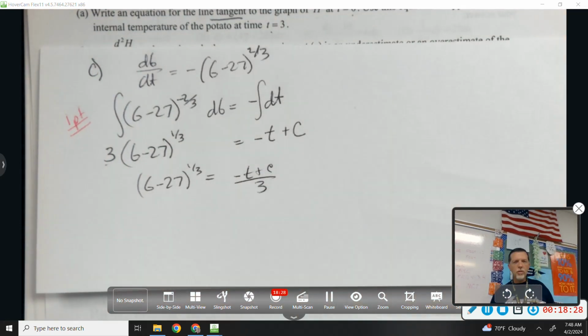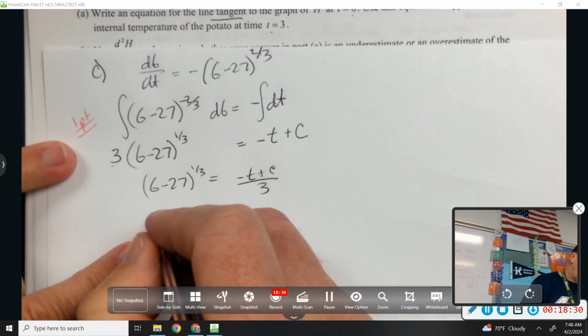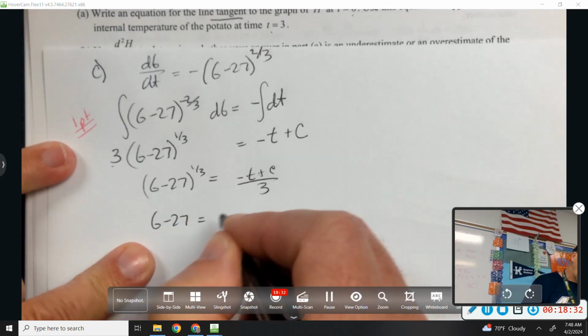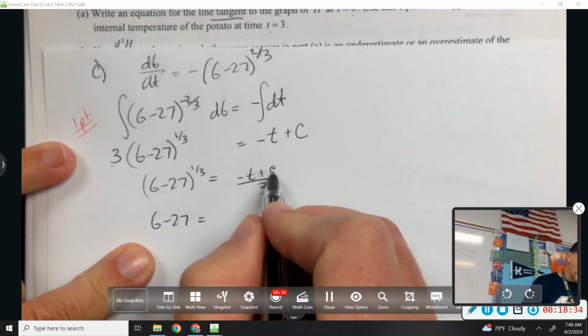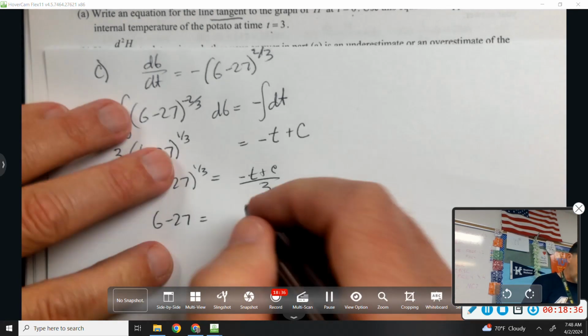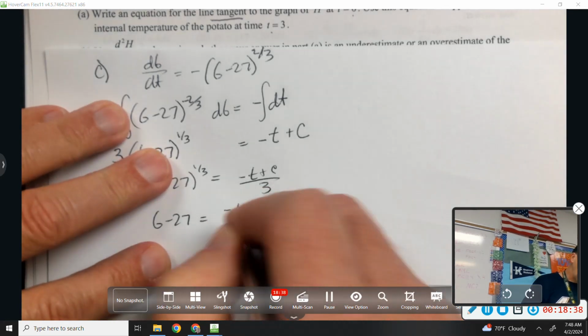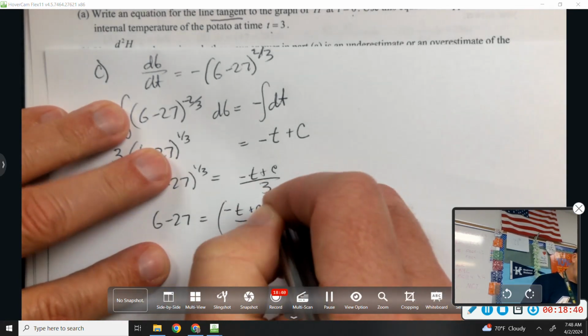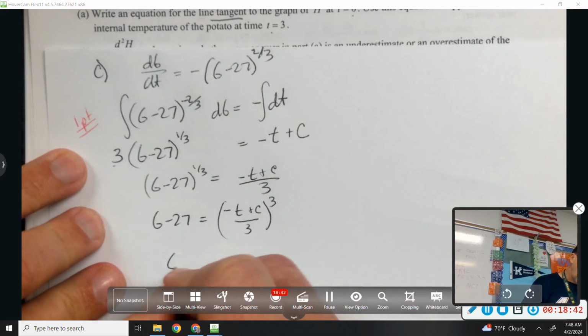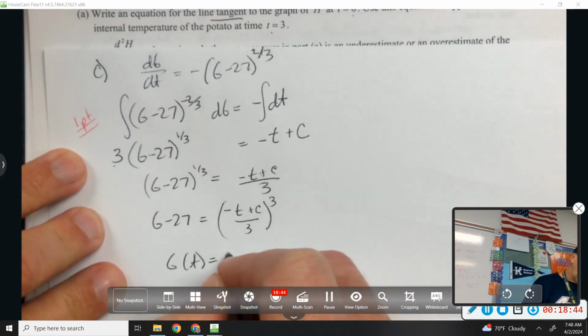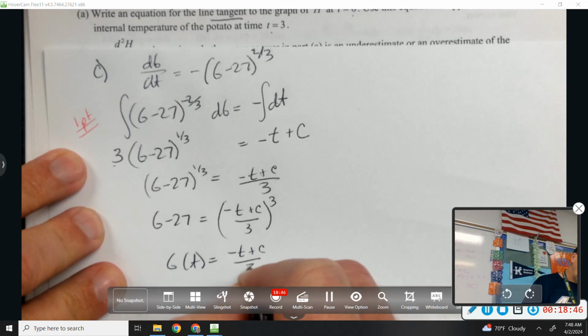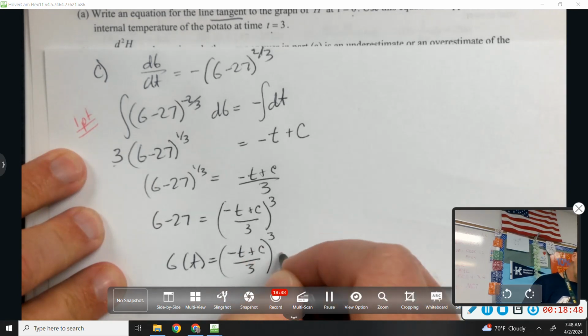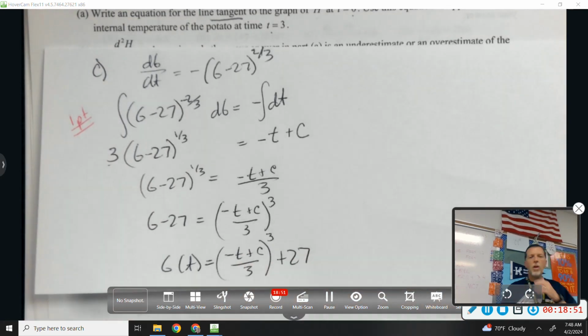And then cube both sides. This is just all algebra right now. I suppose I could make that c minus t instead of negative t plus c, but whatever. Cubed and then plus 27. So g of t equals (negative t plus c over 3) cubed plus 27.